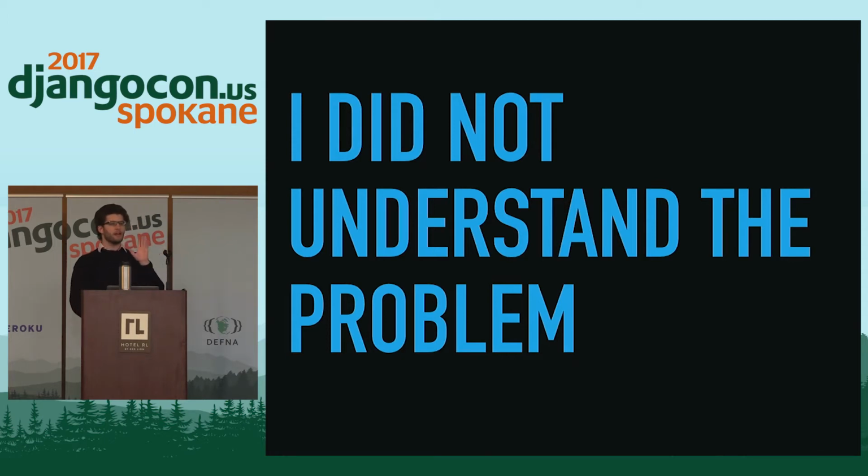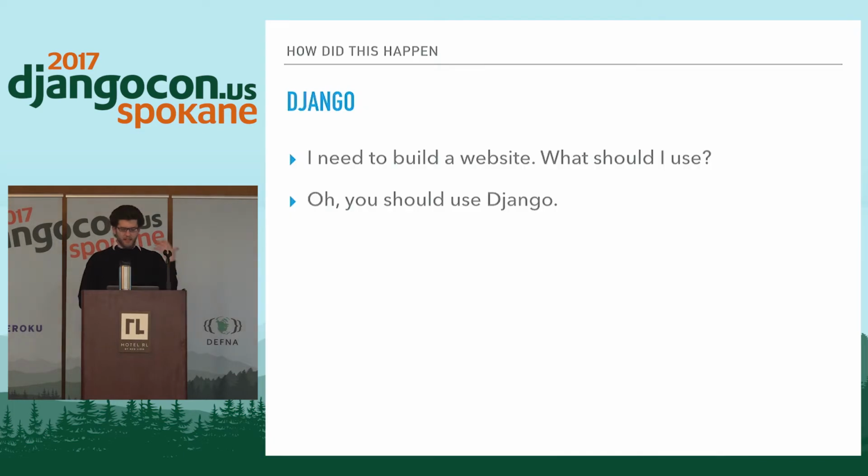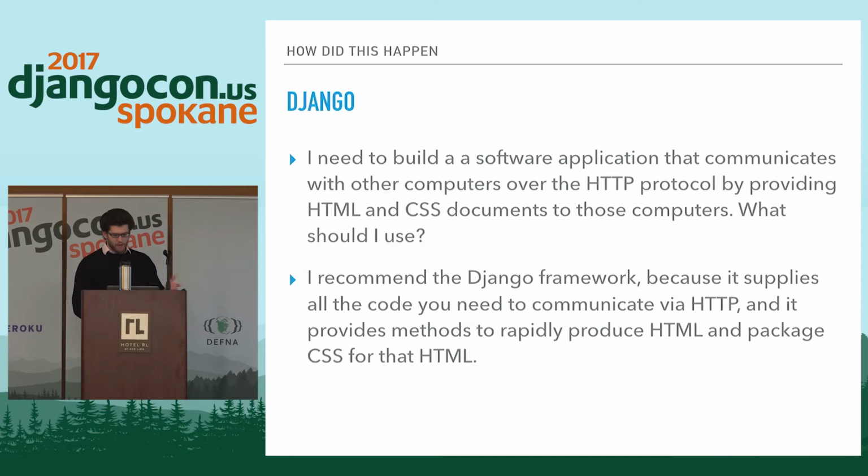And this is not a commentary about JavaScript itself, right? This happens with Django. People go, oh, yes, I need to build a website. Which should I use? Oh, you should use Django. What just happened, right? What's actually happened is a fairly implicit conversation, right? Someone has actually asked the question, hey, I need to build a software application that communicates with other computers over HTTP and then is going to serve up HTML and CSS. You know, do you know of any tools that do that?